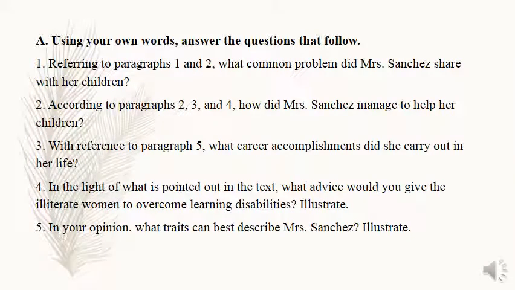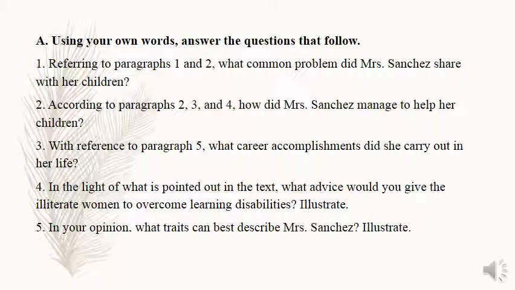We have many comprehension questions referring to paragraphs 1 and 2. What common problem did Mrs. Sanchez share with her children? Both of them had the problem of lack of communication. According to paragraphs 2, 3, and 4, how did she manage to help her children? She learned the English language, she didn't give up, she worked hard with them, and so on.